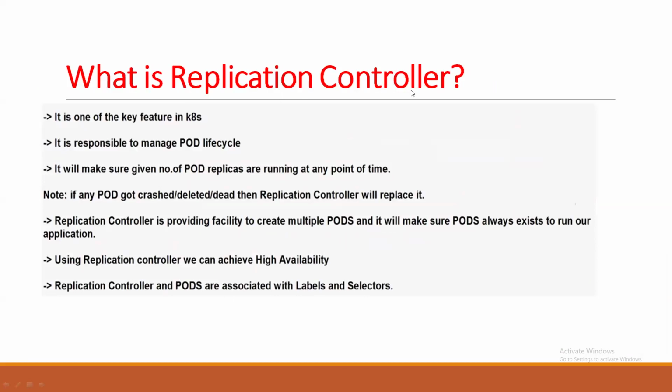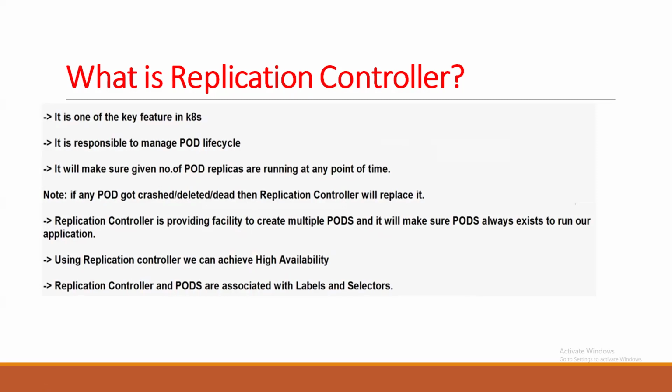So what is a replication controller? It is one of the key features in Kubernetes. It is responsible for managing the pod lifecycle. It will make sure the given number of pod replicas are running at any point of time. Note, if any pod crashed, got deleted or died, then the replication controller will replace it. A replication controller provides the facility to create multiple pods and make sure pods always exist to run our application. Using a replication controller, we can achieve high availability.